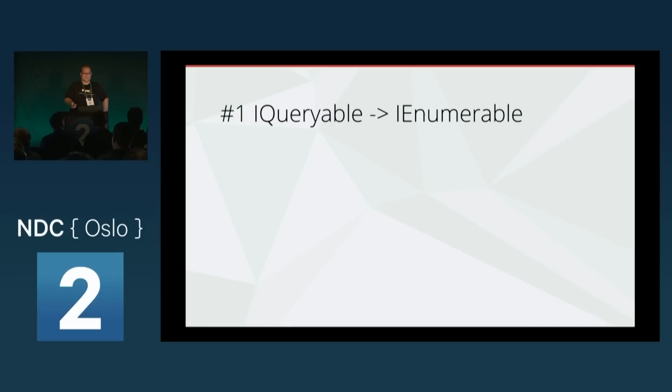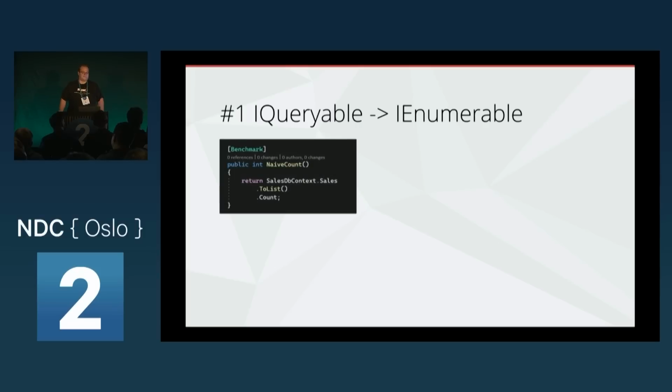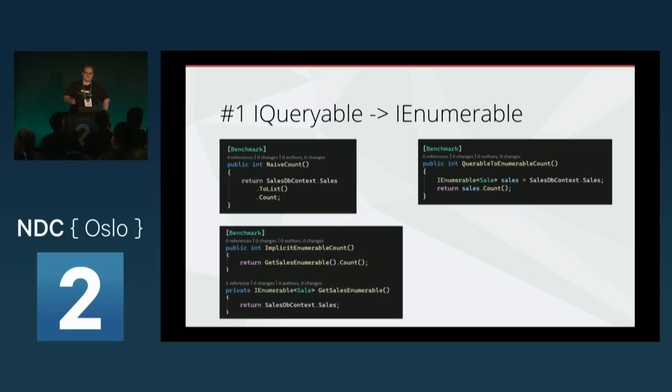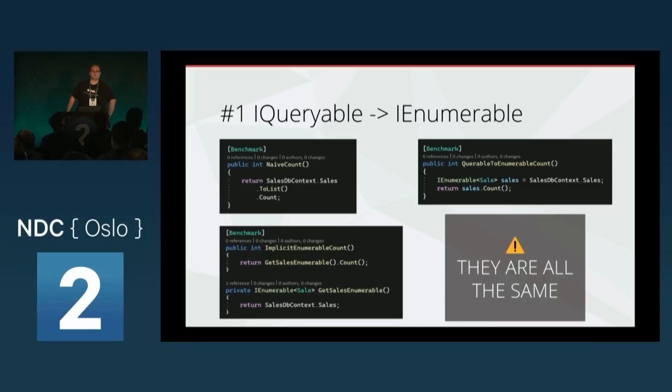So let's go with IQueryable to IEnumerable. We have this one: ToList().Count, right? And then we have this one. We are taking these sales, putting them into an IEnumerable variable, and then we count it. And then we have a method that returns an IEnumerable list, and then basically we count this. Does anyone think these things are different? Well, they're all the same.